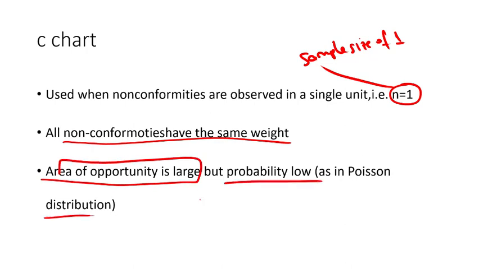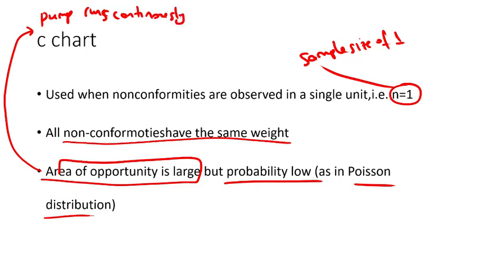So for this one, you have to check the Poisson distribution. But for a reminder, I gave an example for a pump. Pump runs continuously. All the day, all the year, the pump runs. There is a great opportunity for the pump to fail, but the probability that it fails is very low. So failure is 0.000, for example, 5. You see, it may fail anytime, but the failure rate as a probability is very low. That's where we use the C chart.